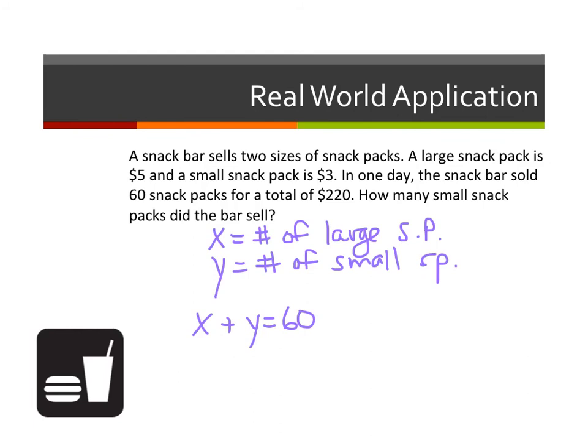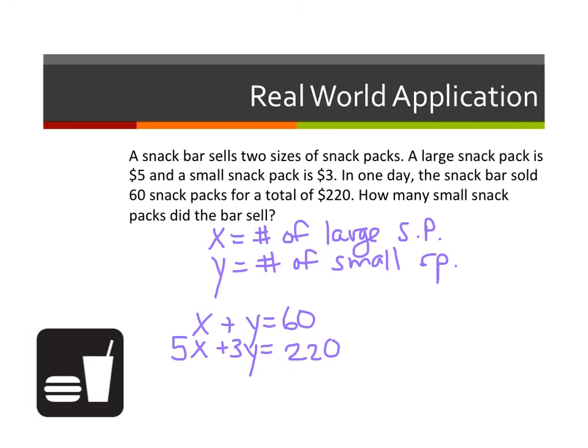We also know the total money they made, 220. And we know that $5 times large snack packs plus $3 times small snack packs equals the money. And in an application problem like this, you are often going to have one equation that has to do with the number of items and another equation that has to do with the cost, the dollar amounts of those items.